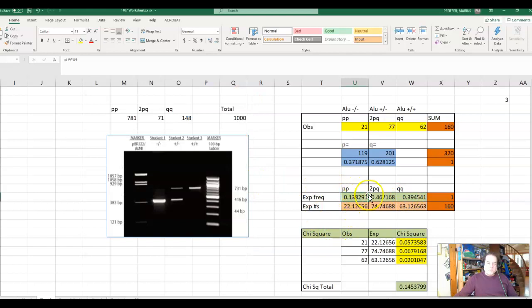All right, so there's our proportions, and those proportions should add up to 1. Okay, so that's how I calculated this. I simply did p squared. I did 2 times p times q. Well, there's p, and there's q. Here I did q squared, so it's this times this again. There it is. Those are the numbers. And now I'm going to multiply 160 individuals by these proportions. And that gives me an expected number of individuals that are homozygous for no ALU insertion, 22.12, and 74.74 and 63. So we see the numbers are similar but not identical.